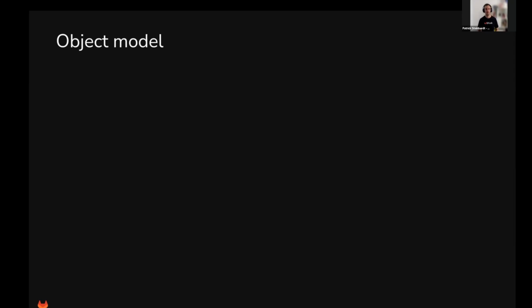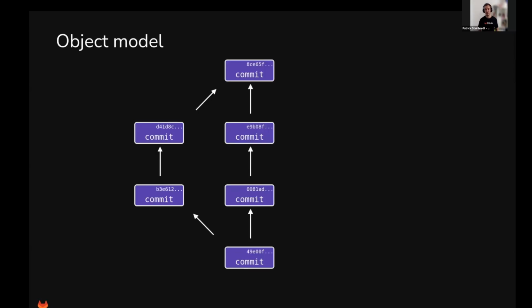All of your data in a Git repository is stored in objects. There are multiple different object types. First, the commits store history and how it evolves over time. They store the commit message as well as the metadata about the author.